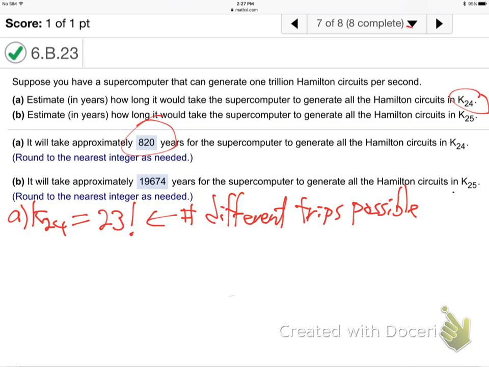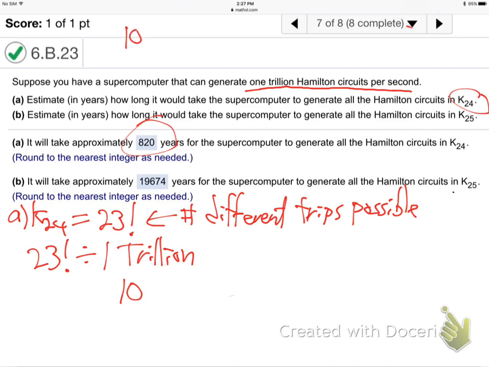But how do we figure out how long it'll take the computer to do that? Well, first off, you have to divide by 1 trillion, because the computer can do 1 trillion circuits in a second. So if you take that 23 factorial number, whatever it is, and you divide by 1 trillion. Now, what is a trillion? 10 to the 6 is 1 million, right? Because that's 6 zeros. You guys know that one, huh?